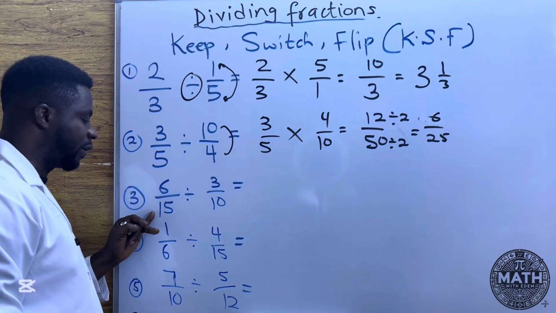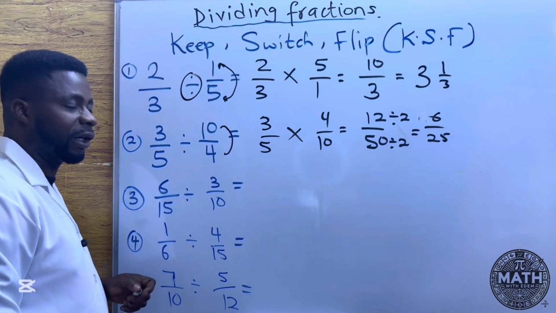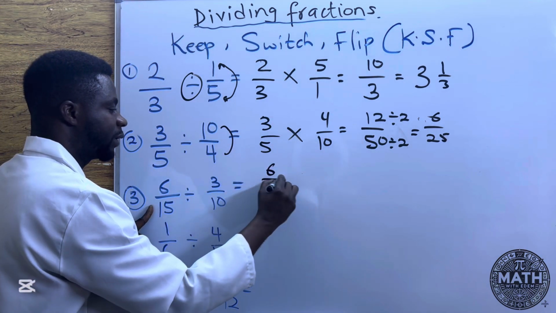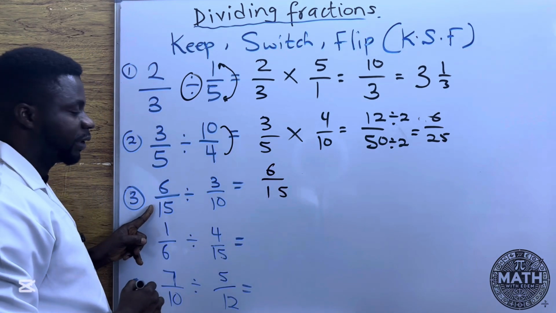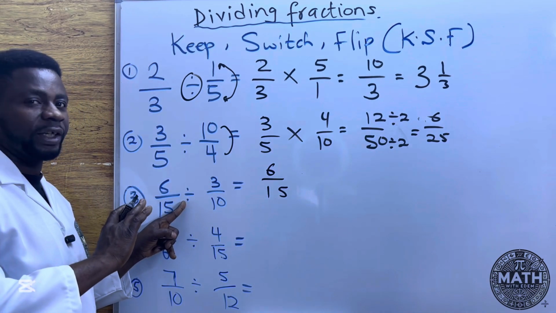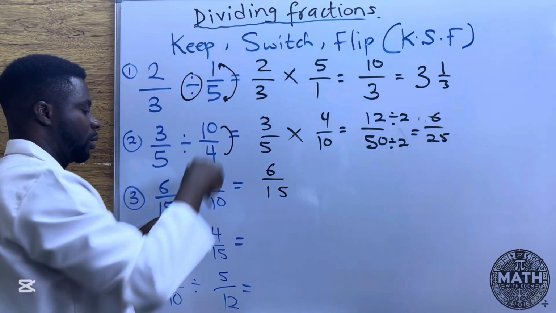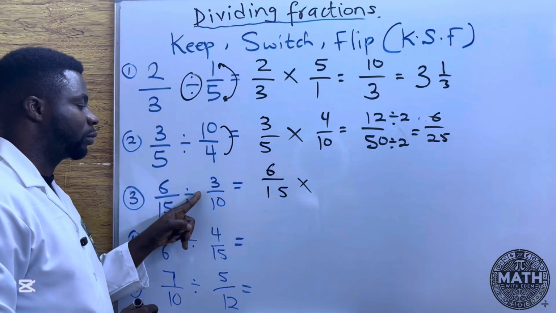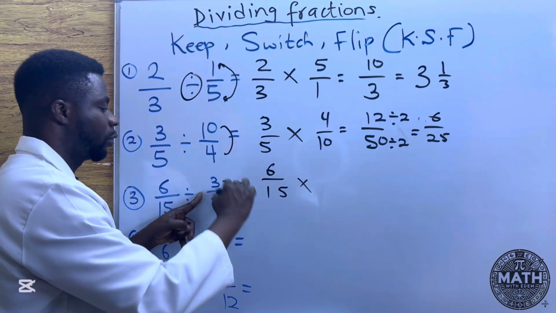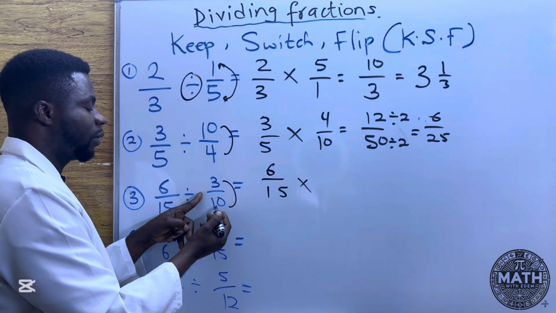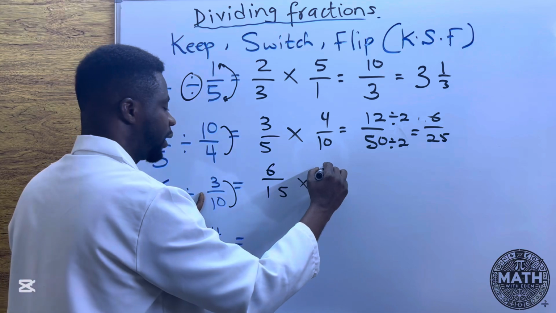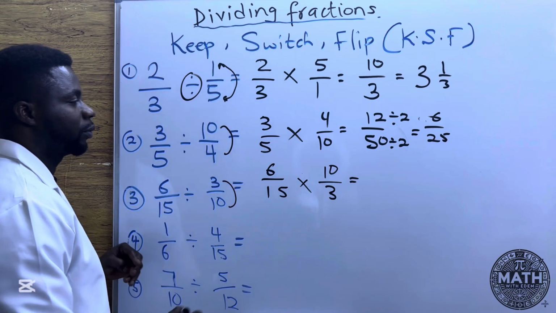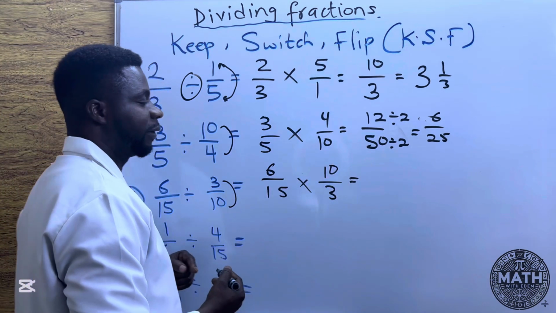We have 6 over 15 divided by 3 over 10. The first step is to keep the first fraction. So we're going to be writing 6 over 15. The second step is to switch. We are switching from division to multiplication. And then the last step is to flip. We are bringing the numerator down and taking the denominator up. So that is going to give us 10 over 3. So we are multiplying the fractions.